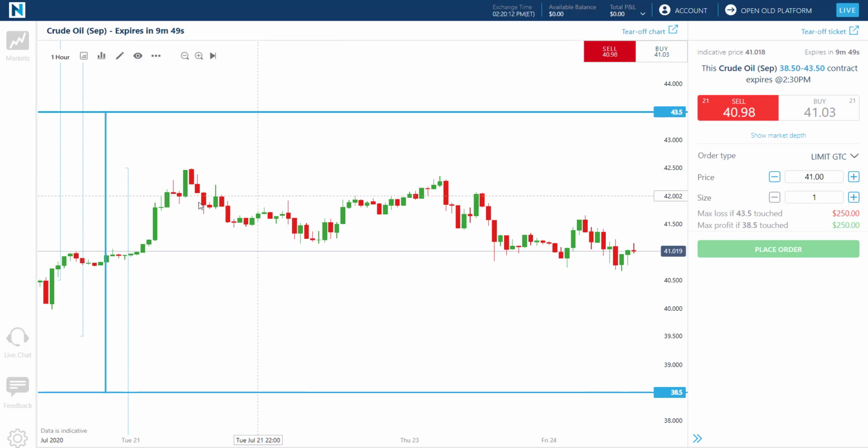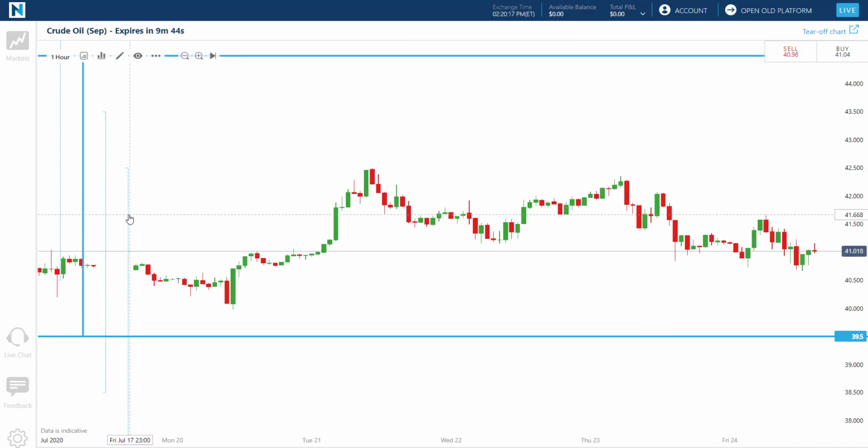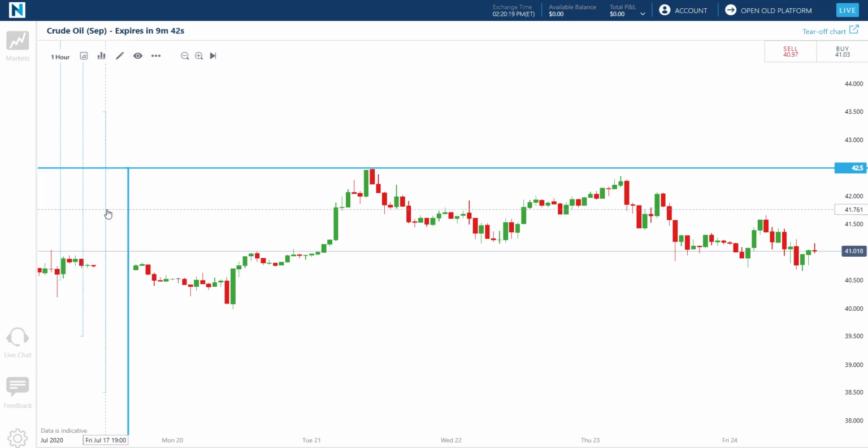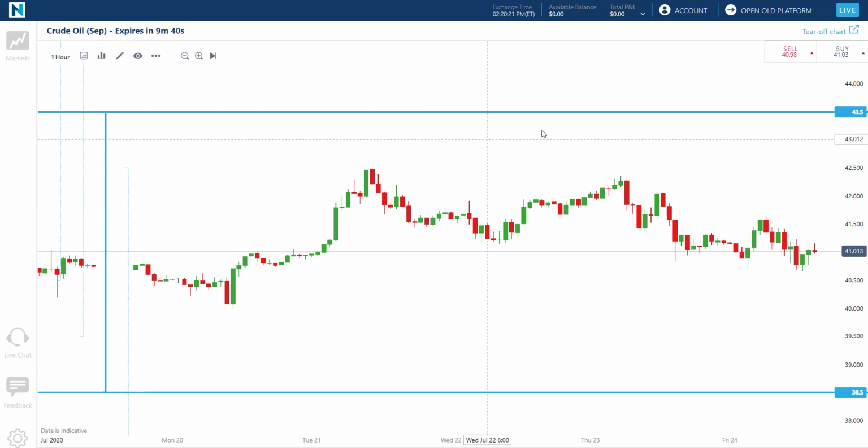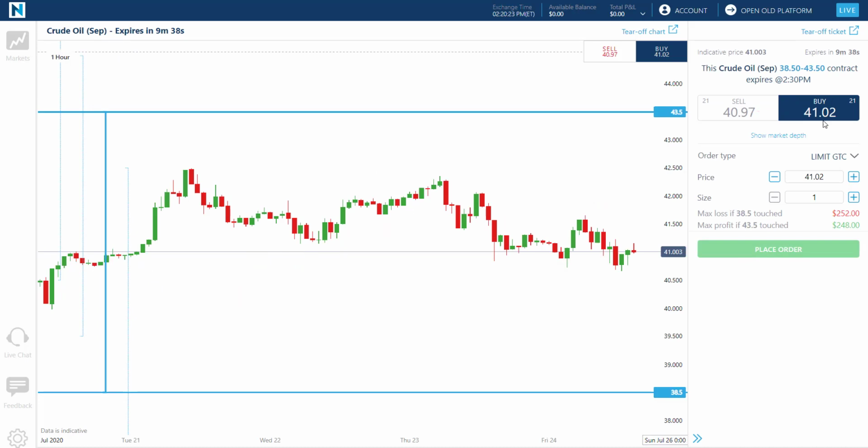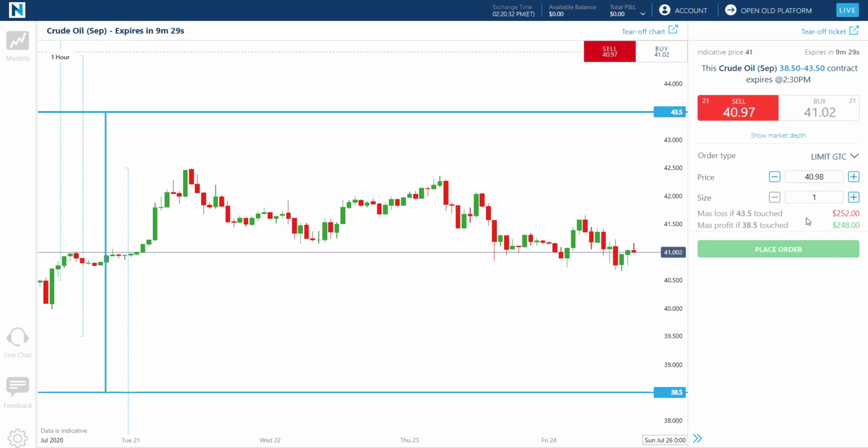On Nadex charts, you can quickly and easily identify which knockout range best suits your trade around the current indicative price of oil. At the bottom of the order ticket, your potential maximum profit or loss is clearly calculated before you enter a trade, whether you're buying, going long, or selling, going short.